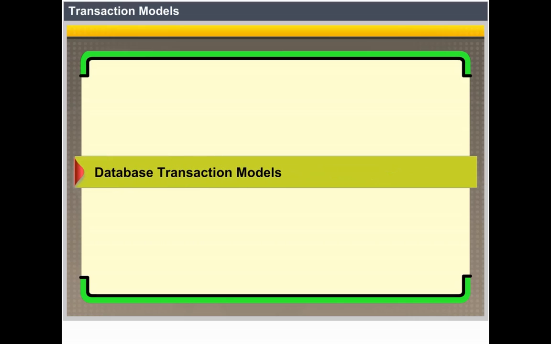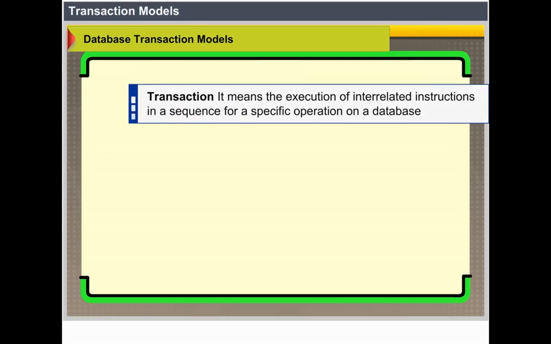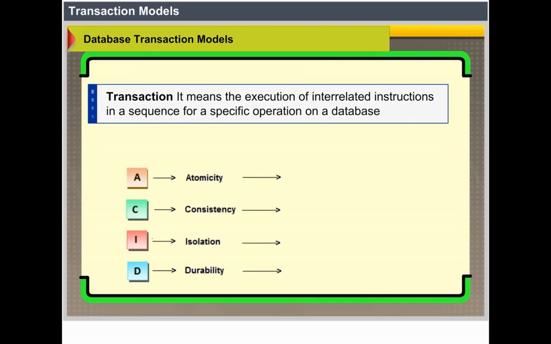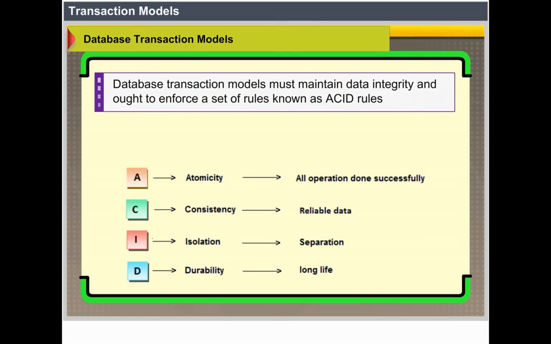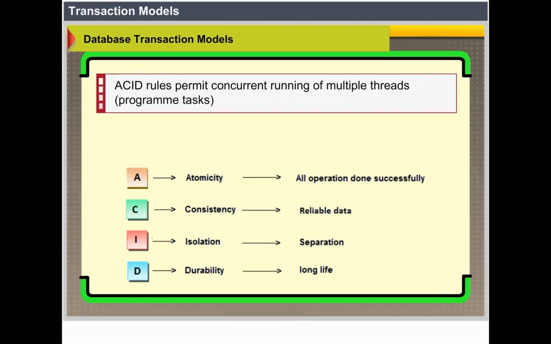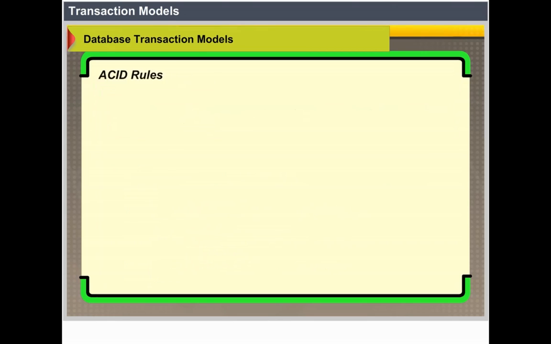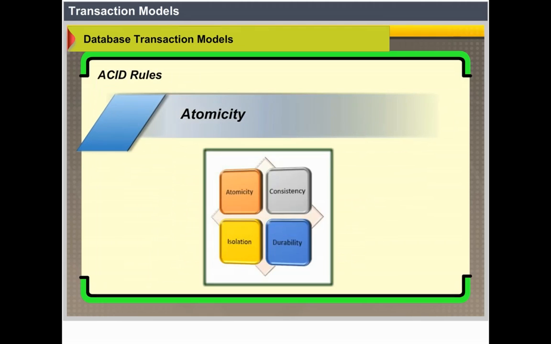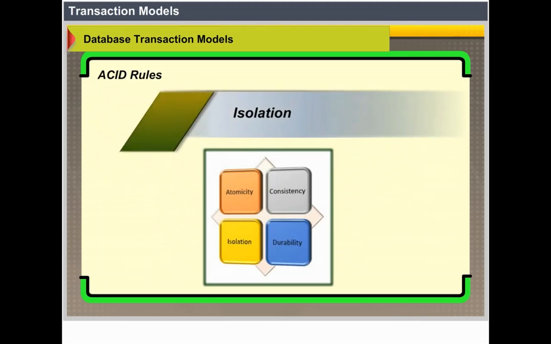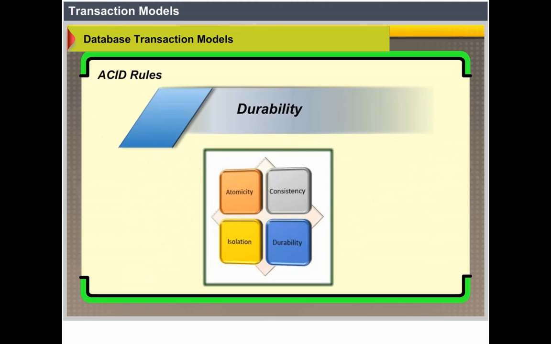Transaction models. Database transaction models. Transaction means execution of interrelated instructions in a sequence for a specific operation on a database. Database transaction models must maintain data integrity and must enforce a set of rules called ACID rules. ACID rules permit concurrent running of multiple threads program tasks. ACID rules: atomicity, consistency, isolation, durability.